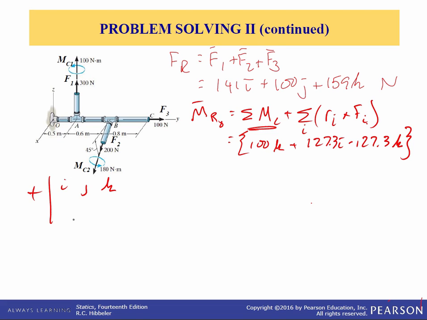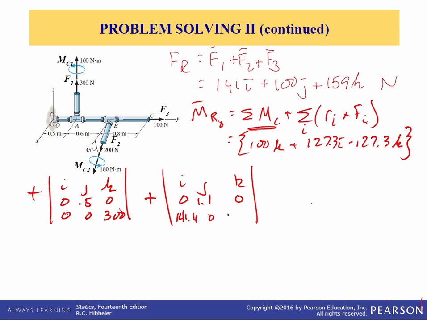R1 was 0.5, 0, 0, and force 1 was 0, 0, 300. Plus, again, i, j, k. And R2 is equal to 1.1, 0, 0, and F2 is equal to 141.4, 0, minus 141.4. Plus the last force, i, j, k. R3 was 1.9, 0, 0, and F3 was all in the j direction, 100.